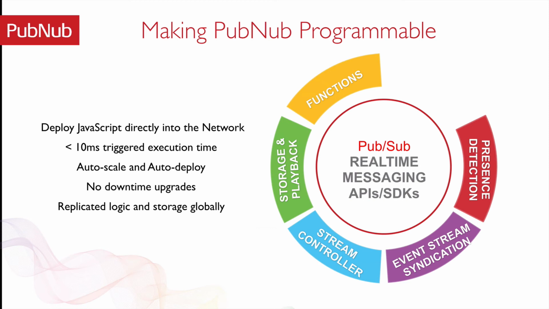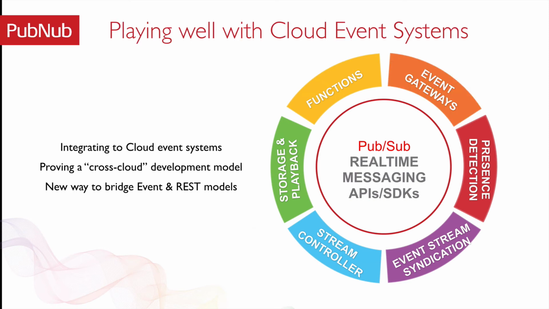The last piece to this is event gateways, which means that as you're dealing with data streams, you want to be able to leverage all the goodness that exists inside AWS, inside Azure, inside Google, inside IBM. And so the event gateways allow you to take those data streams, just like we talked about with syndication, and push that data into those cloud infrastructures like Kinesis and Azure Event Hub and so forth.